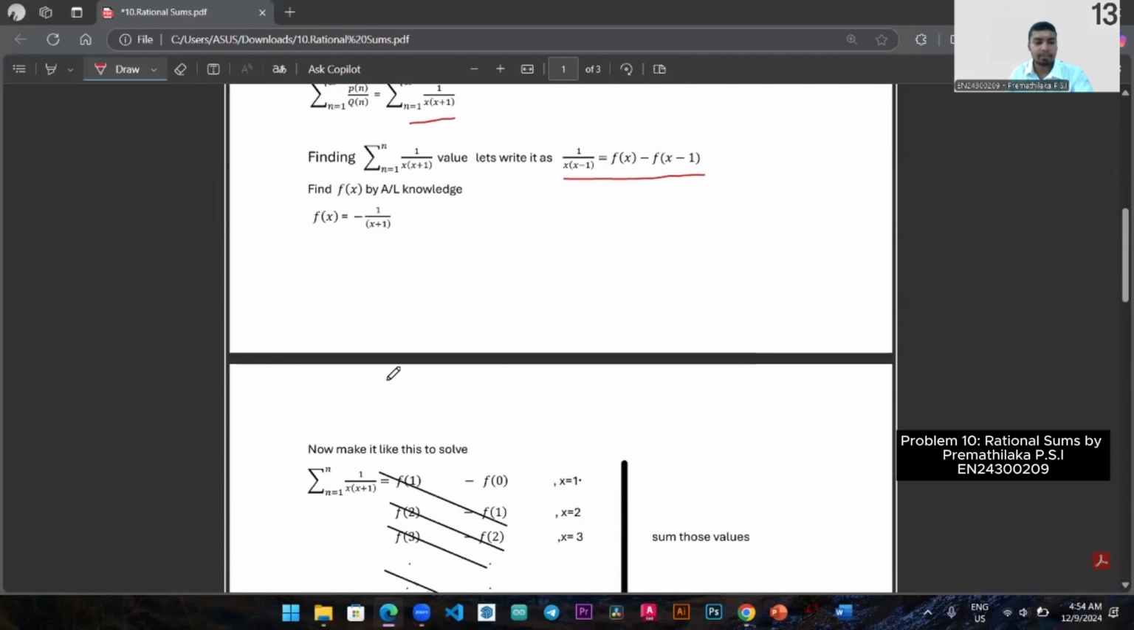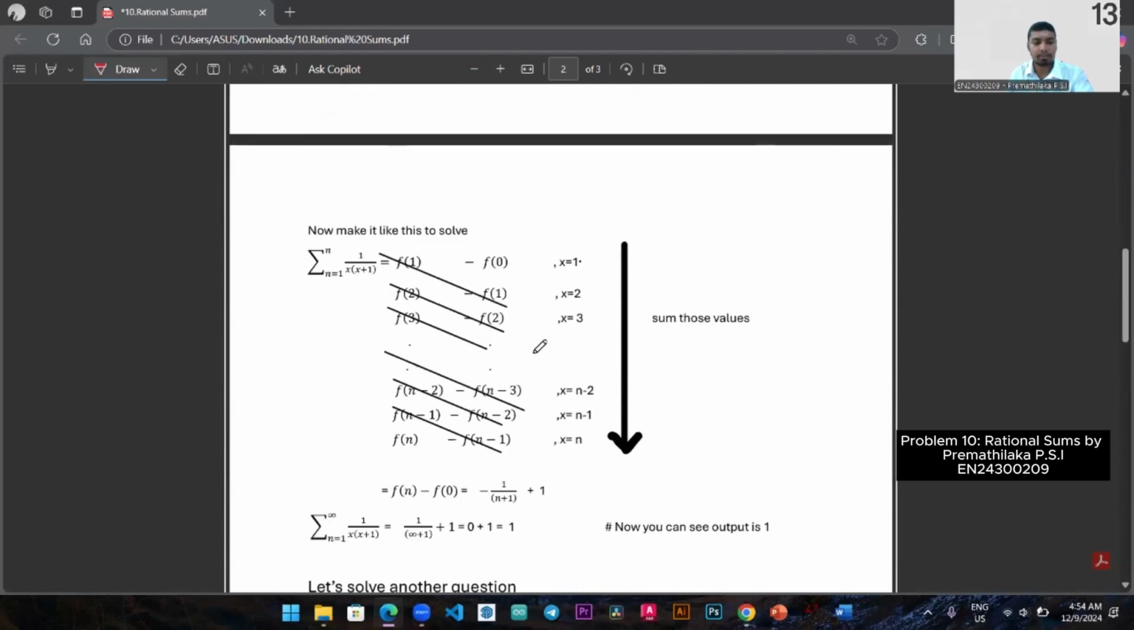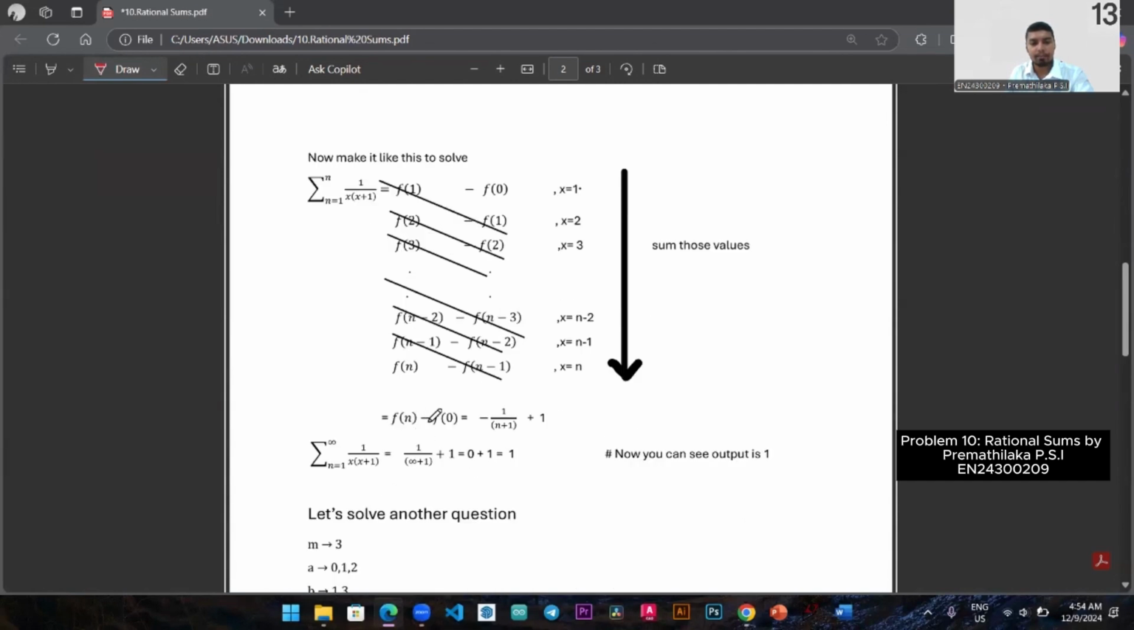After finding fx, we have to list those values to find the pattern. Now you can see the pattern f1 minus f2, f2 minus f3, like that. Those are cancelling. The remaining thing is fn minus f0. So now let n go to infinity, and this whole thing goes to 0 and the remaining answer is 1.